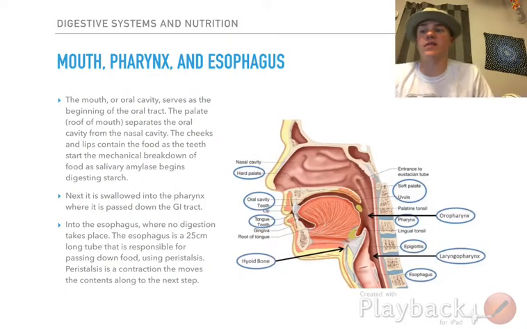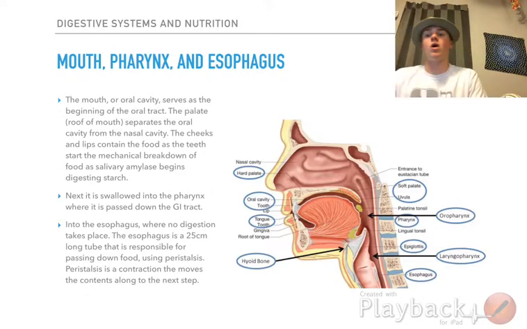The mouth, pharynx, and esophagus. The mouth or oral cavity serves as the beginning of the oral tract. The palate, roof of mouth, separates the oral cavity from the nasal cavity. The cheeks and lips contain the food as the teeth start the mechanical breakdown of food, as salivary amylase begins digesting starch. Next, it is swallowed into the pharynx, where it's passed down the GI tract. There's actually no digestion going on in the pharynx or the esophagus, it's just passing it down. The esophagus is a 25 centimeter long tube that is responsible for passing down food using peristalsis. Peristalsis is the contraction that moves the contents along to the next step.